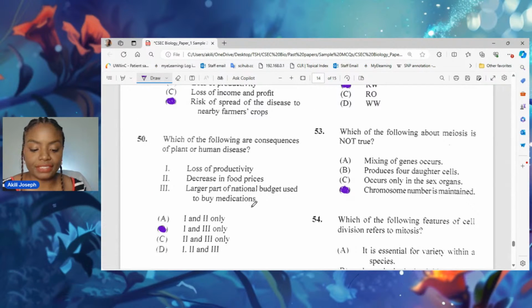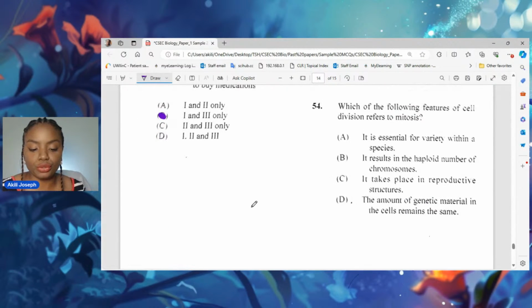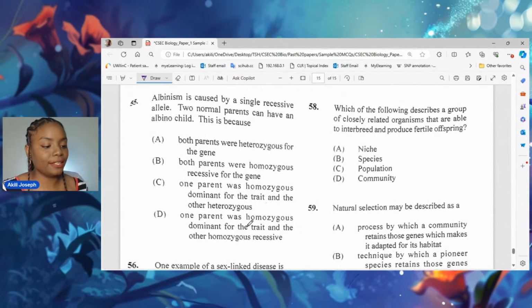54, which of the following features of cell division refers to mitosis? It is essential for variety within a species. It results in the haploid number of chromosomes. It takes place in reproductive structures. The amount of genetic material in the cell remains the same. So 54 is going to be D. Mitosis is a photocopying machine. What you put in is what you get out of it.